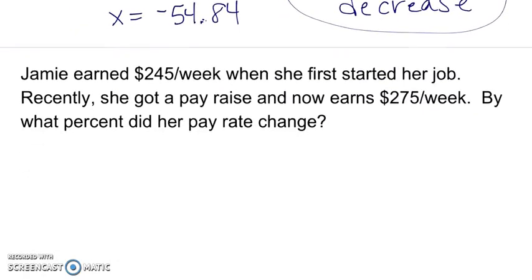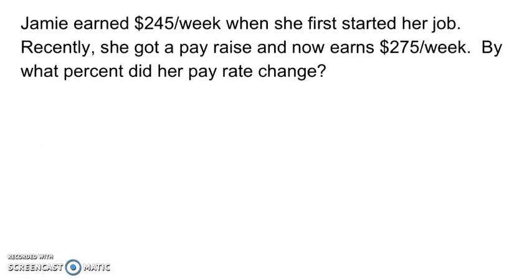Let's take a look at another problem. Jamie earned $245 per week when she started her job. Recently, she got a pay raise and now earns $275 a week. By what percent did her pay rate change? Again, we're going to take a look at what we're finding, and we're finding the percent. And it looks as though her original amount was $245. She got a pay raise, which means she had an increase, to $275. All we have to do is plug it into our proportion.